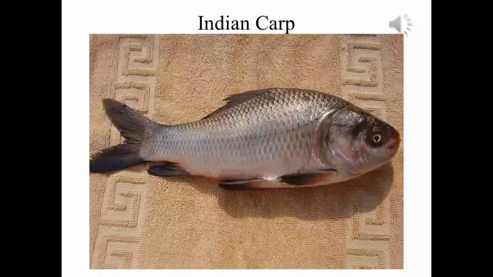And this is the picture of Indian carp. You can see their mouth is turned upward and they have a broad head. And their scale side is grayish in color.